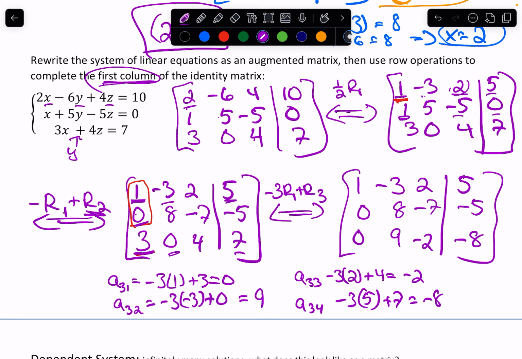Okay, our goal was to get our first column of the identity matrix. So that's what we did. And as you can see, this does require some work to make sure that we're able to actually solve these things.